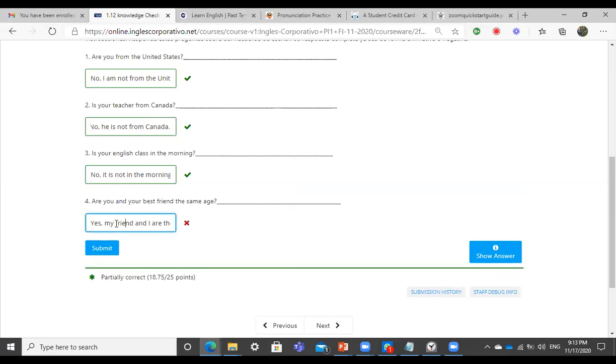Porque yo estaba poniendo el punto al final del no. No, I'm not. Y ahí ponía punto y creo que ese era el error entonces. All right, I would say, we are the same age. Yeah, we can say that. All right, yes, we're the same age. Yeah, that's good. Eso era.